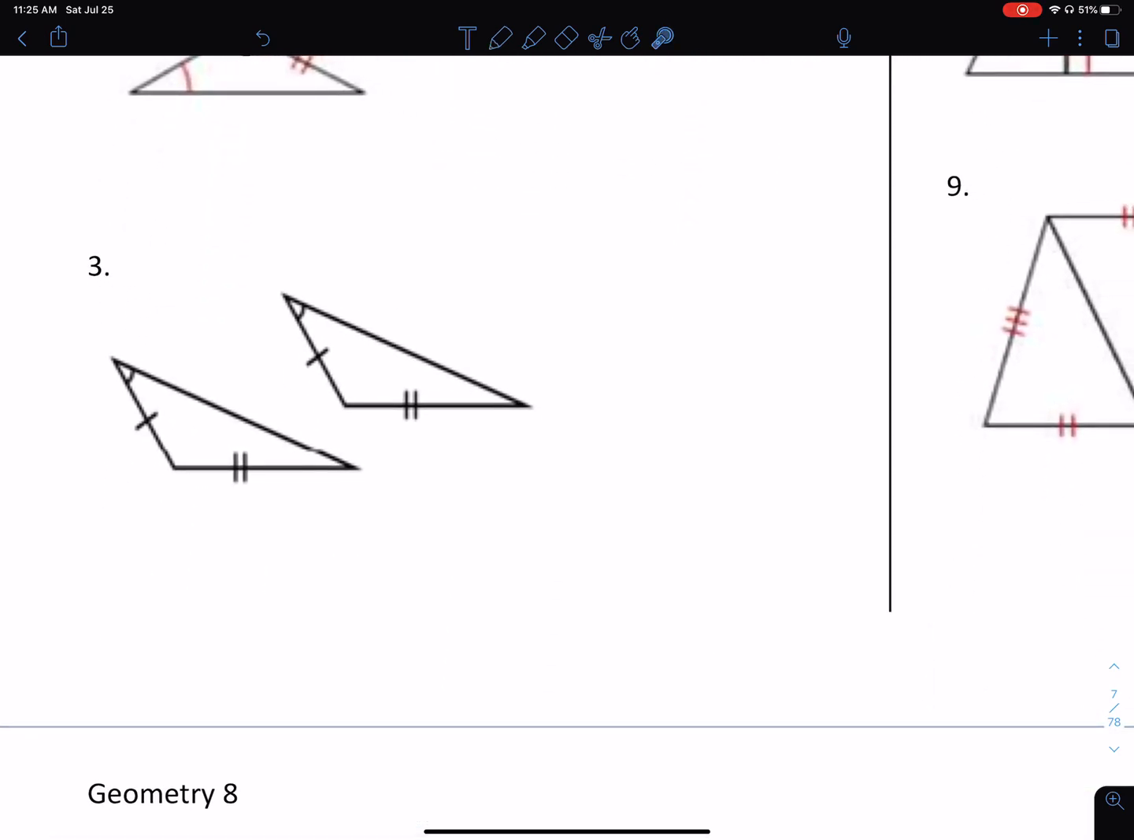Number three, those correspond, those correspond, those correspond. So this must be yes by the angles. Uh-oh, that's not one of them. This is no. If it's no, you don't have to give a reason.